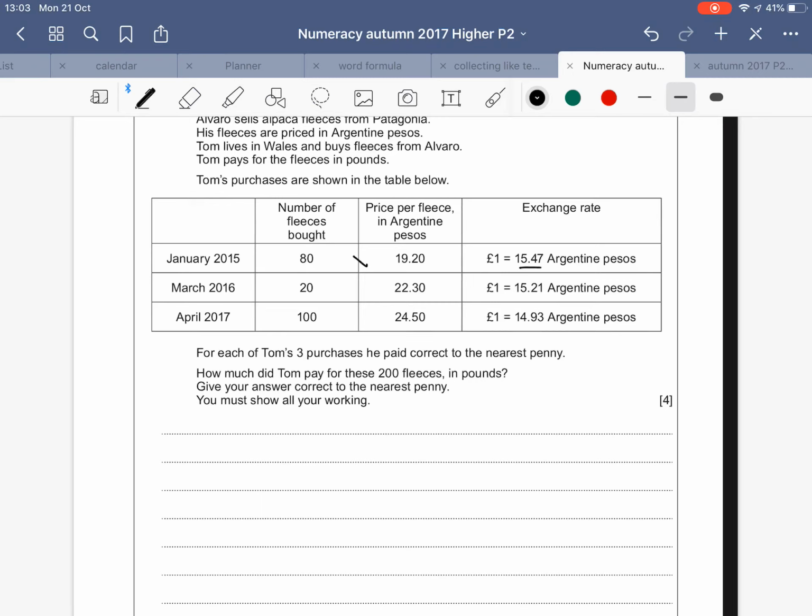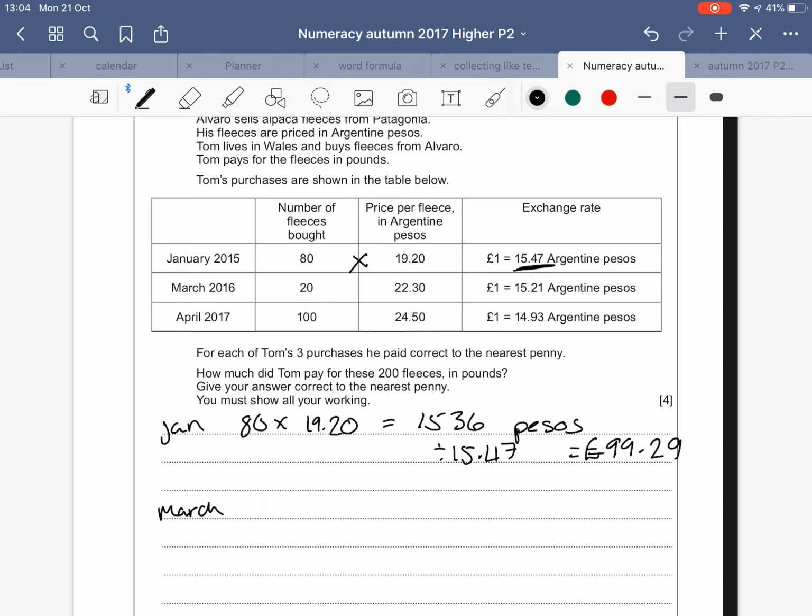So for January, he's got 80 of them, and they were 19.20 each. That is 1536 pesos. Because our exchange rate is 1 to 15.47, we can divide that by 15.47 to get £99.29. Now, be correct to the nearest penny, so all these are 2 decimal places.